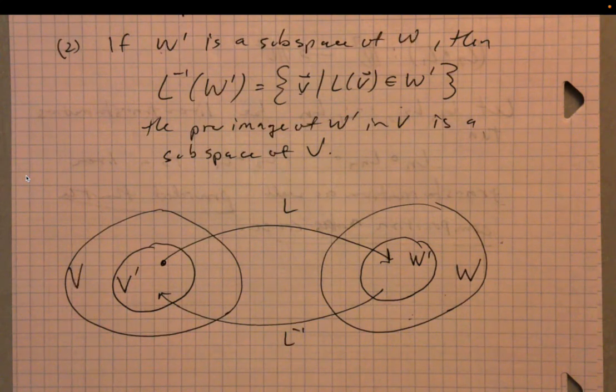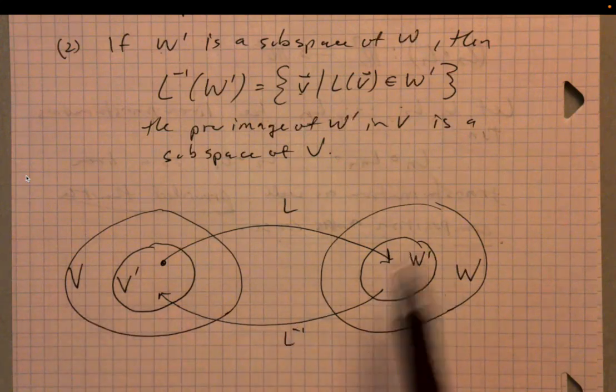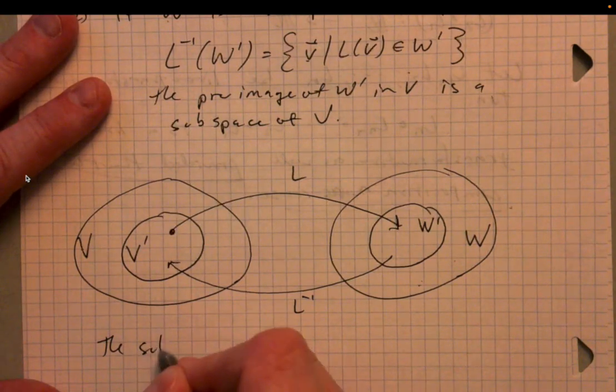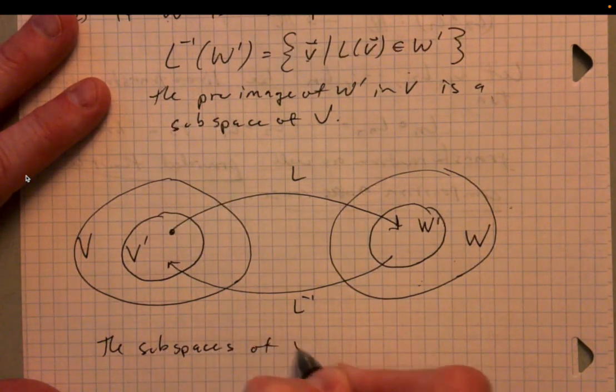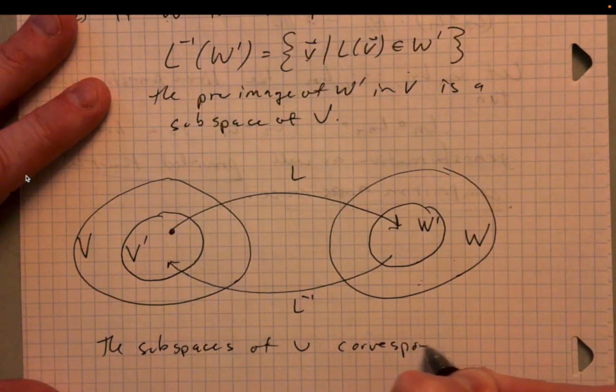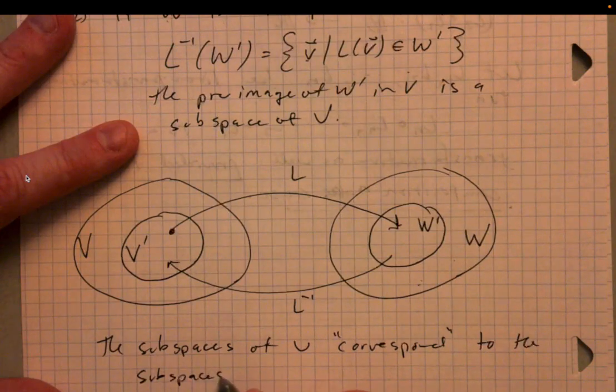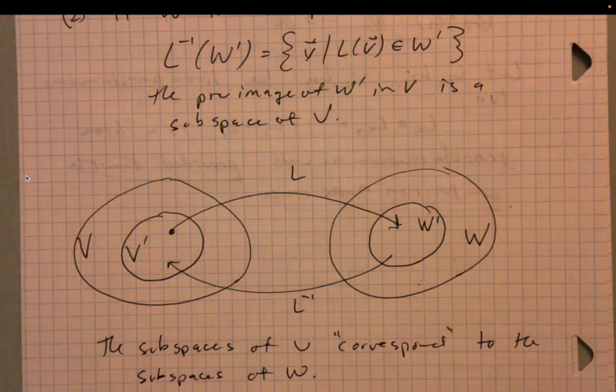All right, so basically the idea here is that the subspaces of V correspond to the subspaces of W. Okay, and so that's remarkable. It shows a tremendous amount of structure to subspaces and also to the linear transformations that operate between them.